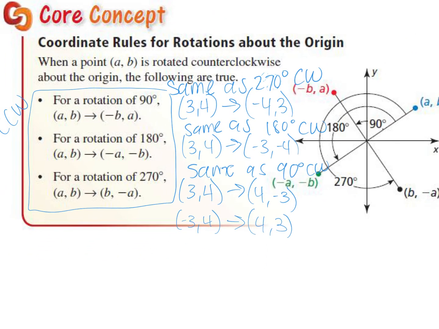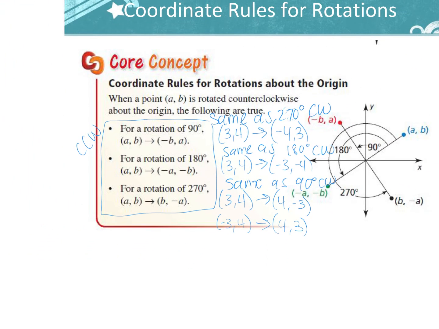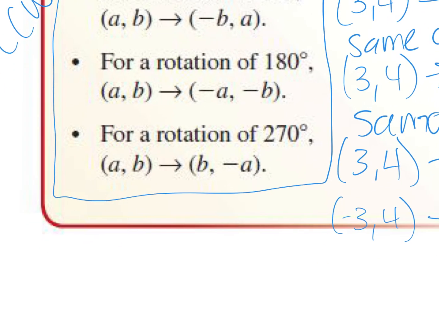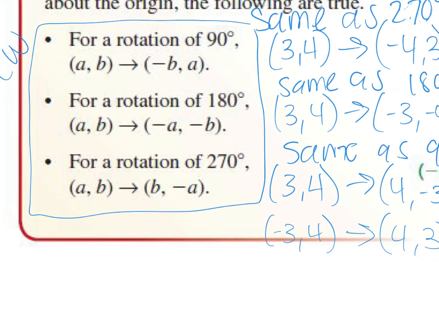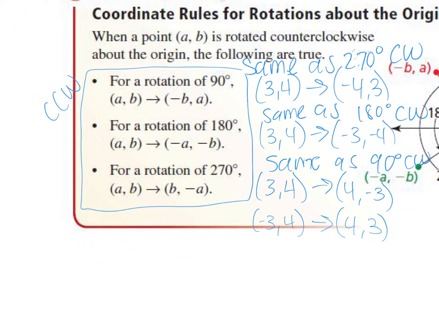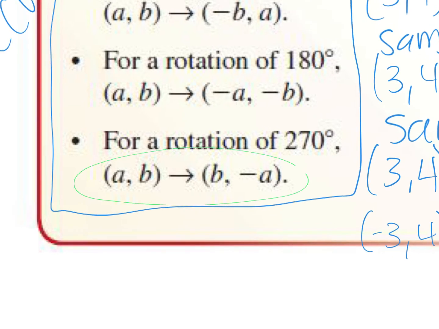All right, look at the next example. This last one is rotation 270 about the origin counterclockwise, b, comma, negative a. These three rules are going to have to be memorized. I know where you got that, but how did you get it? Where did that come from?